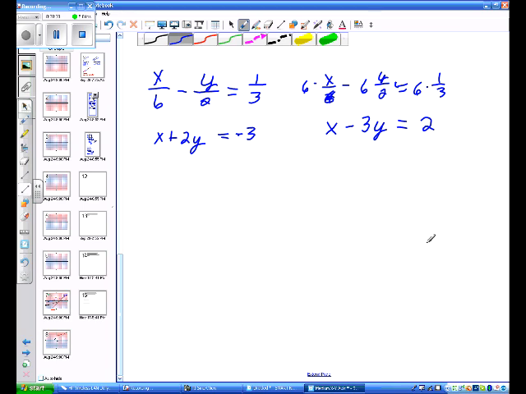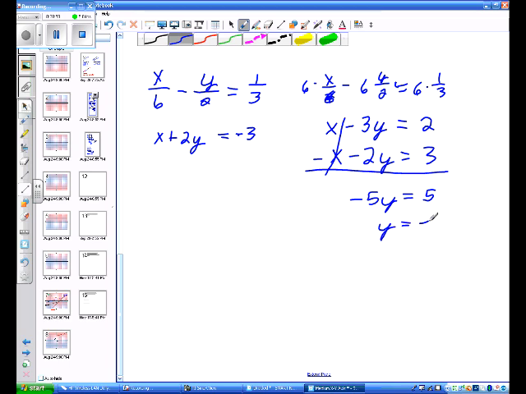And if it helps you, you can always write it again underneath here. Sometimes that helps you in figuring out which variable to eliminate. But here I'm probably going to eliminate the x's, and so I just need to make this a -x. So I'm going to multiply this whole equation by -1. So I would have -x minus 2y equals +3. Well, my x's drop out. I get -5y equals 5.